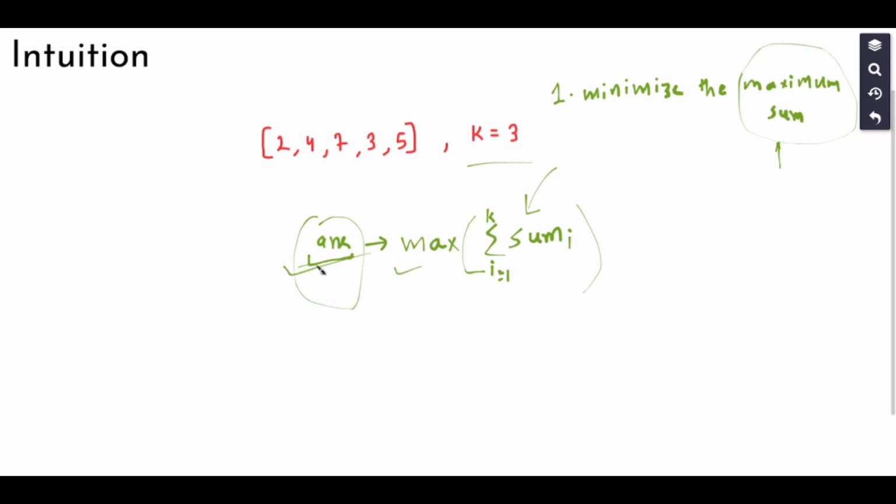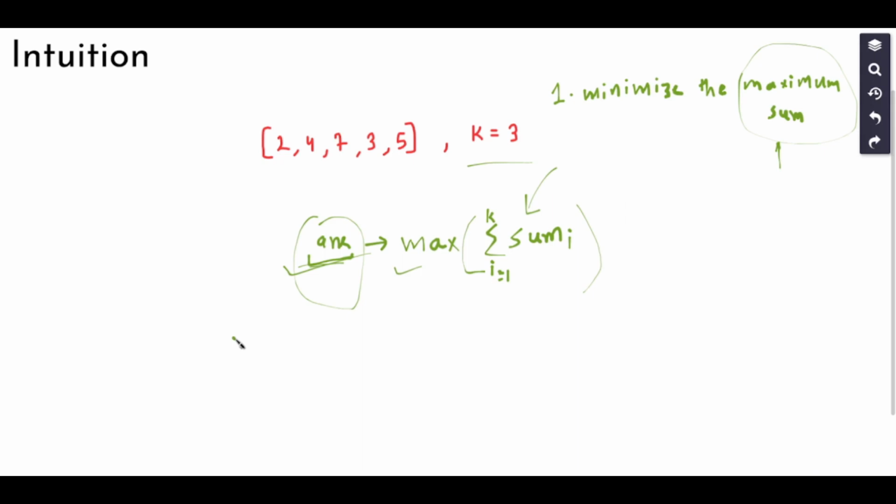Now what is the search space for this answer? What can be the minimum answer, what can be the minimum sum that we can have? The minimum sum can be 1 because we are given positive integers.